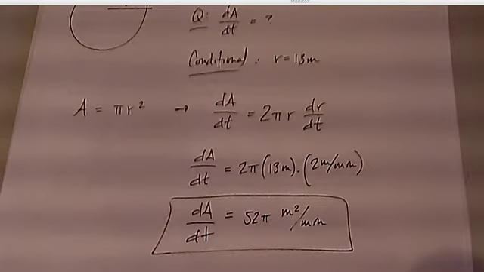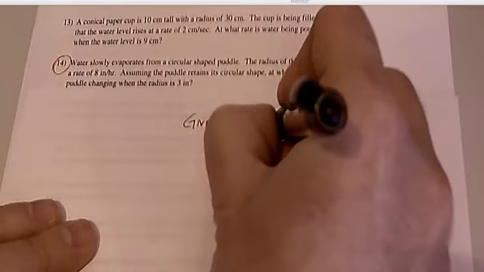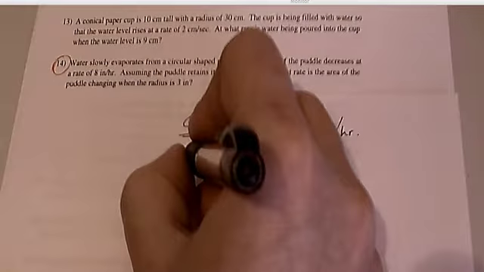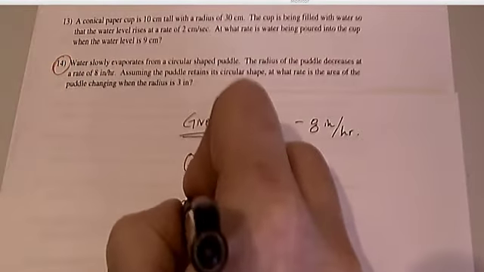Okay. Now, you can actually do this in reverse. Here's an example. Water slowly evaporates from a circular shaped puddle. The radius of the puddle decreases at a rate of 8 inches per hour. Assume the puddle retains its circular shape. At what rate is the area of the puddle changing when the radius is 3 inches? That would basically just be the oil spill one that we did in reverse. You are given the fact that dr dt decreases, so this time it's negative inches per hour, and that sounds really slow, but evaporation happens slowly. And it says, assuming the puddle retains its circular shape, what is the rate of change of area of the puddle when, and here comes your conditional, the radius is 3.